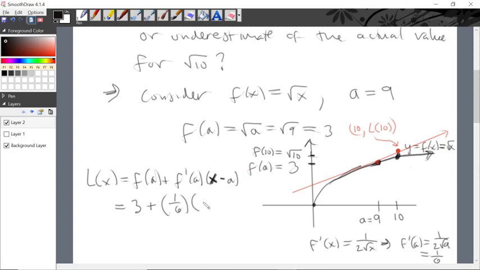And then this is times x minus a, but that's x minus 9. What's the value of x that we're going to be using? The value of x that we're plugging in is 10. And if we plug in 10, we get 3 plus 1/6 times 10 minus 9. All right, 10 minus 9 is 1.